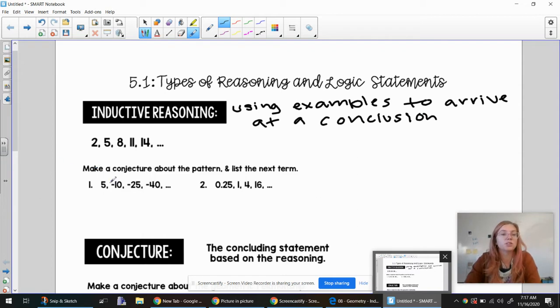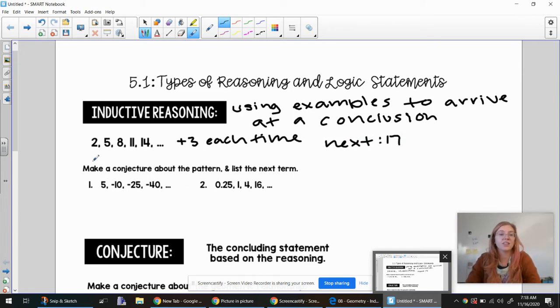For example, the pattern 2, 5, 8, 11, 14. I can use these examples to use inductive reasoning to assume that we are adding 3 each time. The conclusion I would draw there is that the next number would be 17.